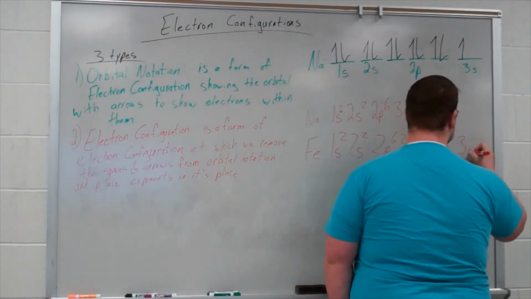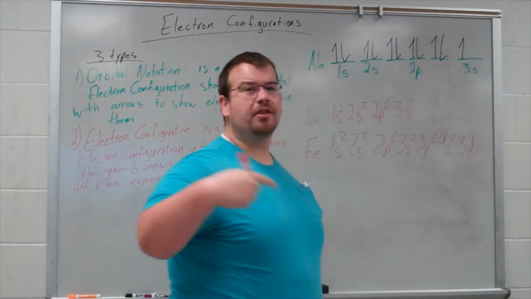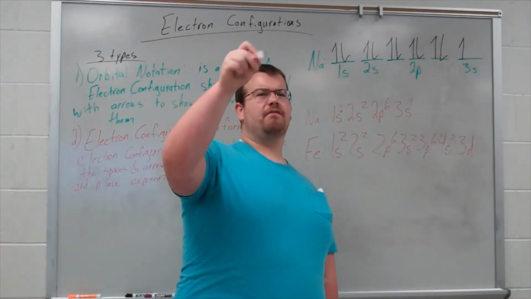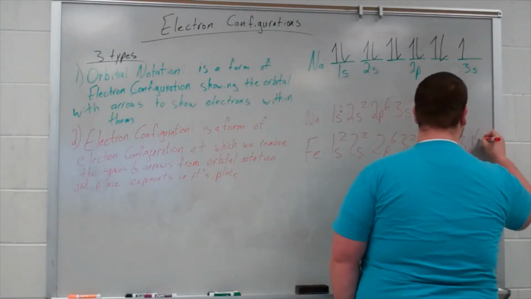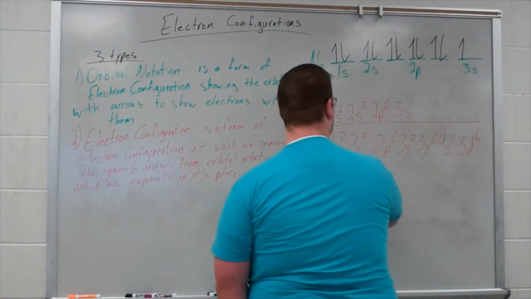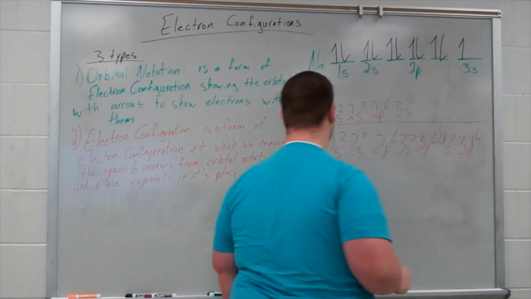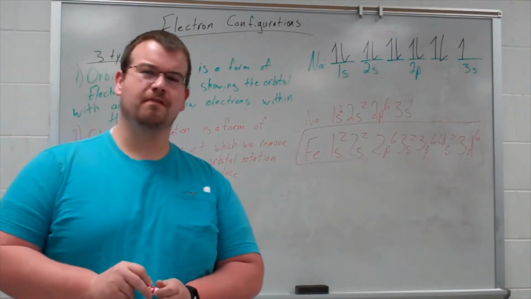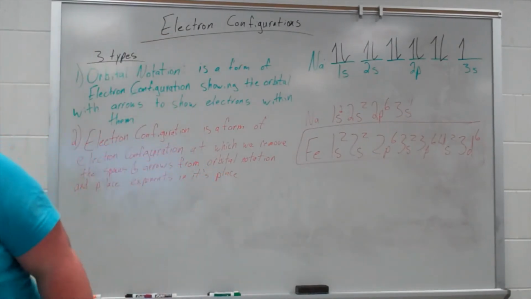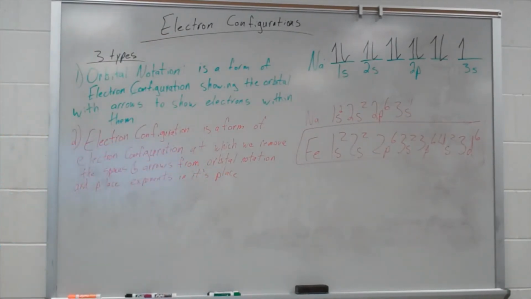So 3D, and I don't go all the way through the D, so I'm 1, 2, 3, 4, 5, 6 into the D. So 3D6. And that is iron. Alright? I know this may be confusing, just stick with me. Just keep writing it down. You guys will get this. I believe in you.